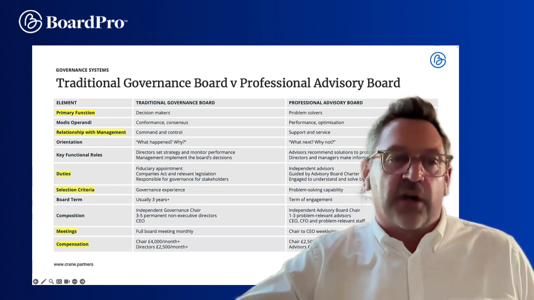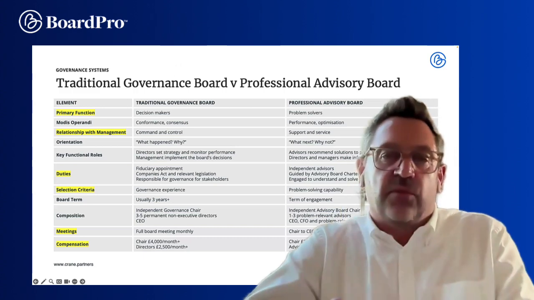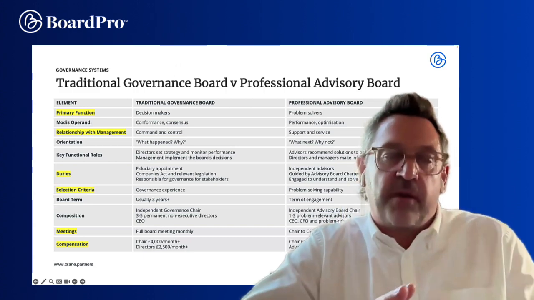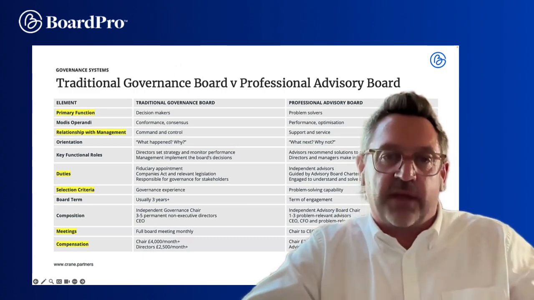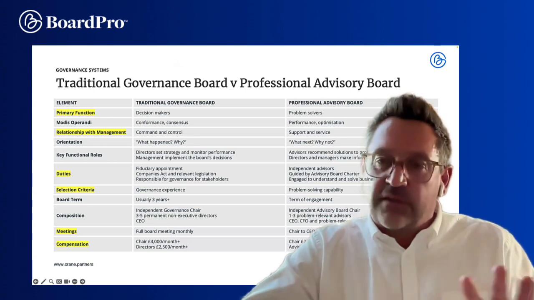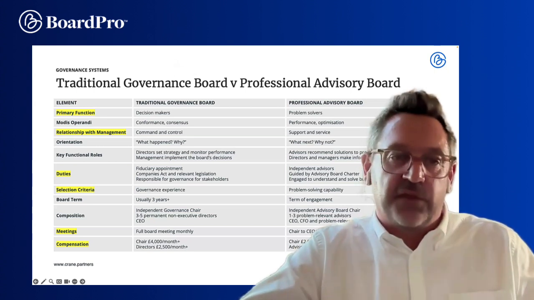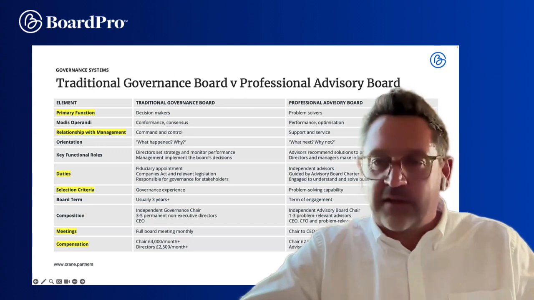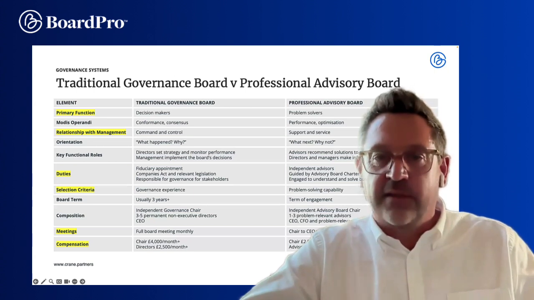Very briefly, because we're running short on time, the difference between a traditional advisory board and a professional governance board: primarily, governance boards are decision makers; advisory boards are problem solvers. There's a difference in duties. So a governance board is a fiduciary appointment subject to Companies Acts and other legislation, and so they act within that.